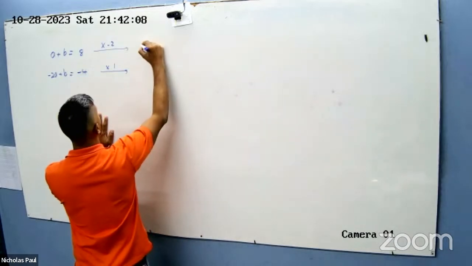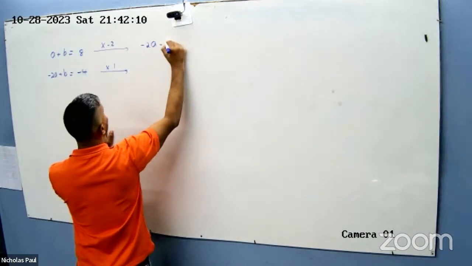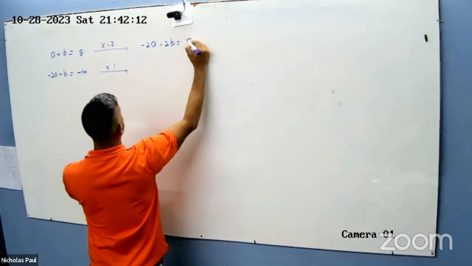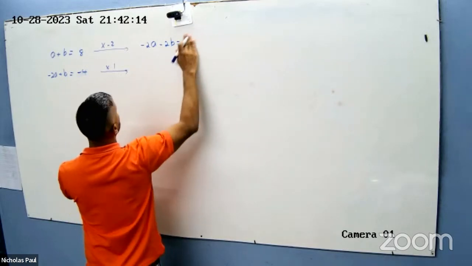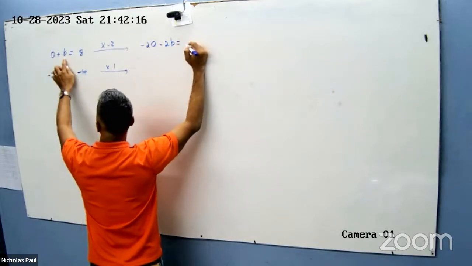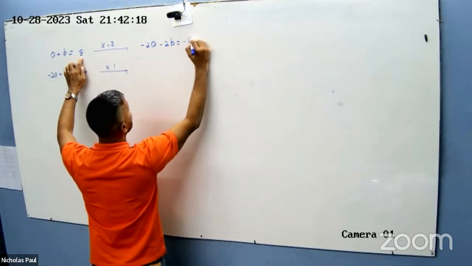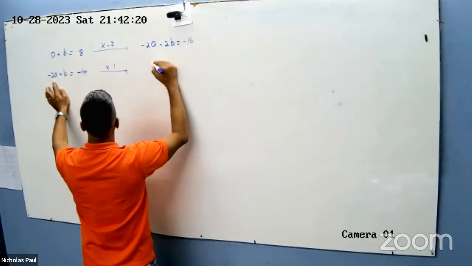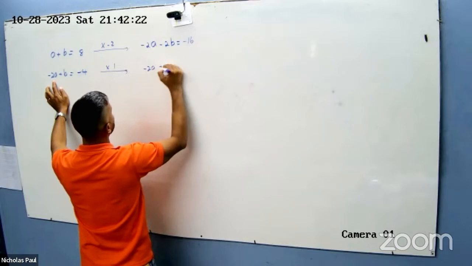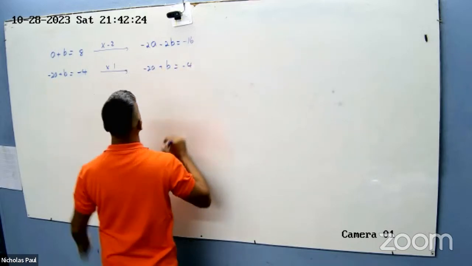Right, so you should have what? -2A minus 2B is equal to 8. Sorry, -2A minus 2B is equal to -16. And this will give you -2A plus B is -4.